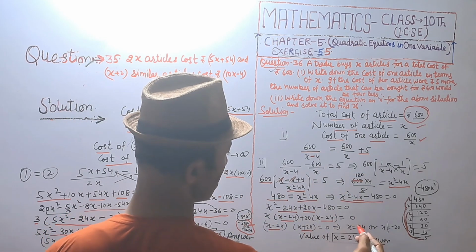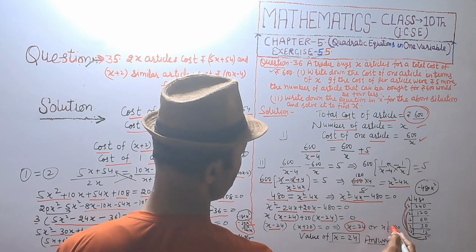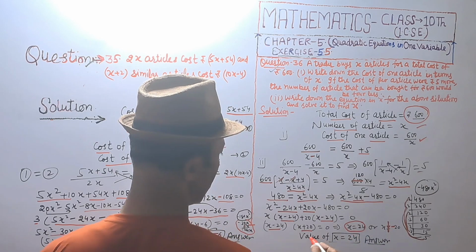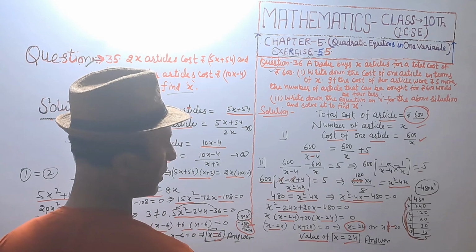x is equal to positive 24 or x is equal to negative 20. So we get the value of x is equal to 24. Answer.